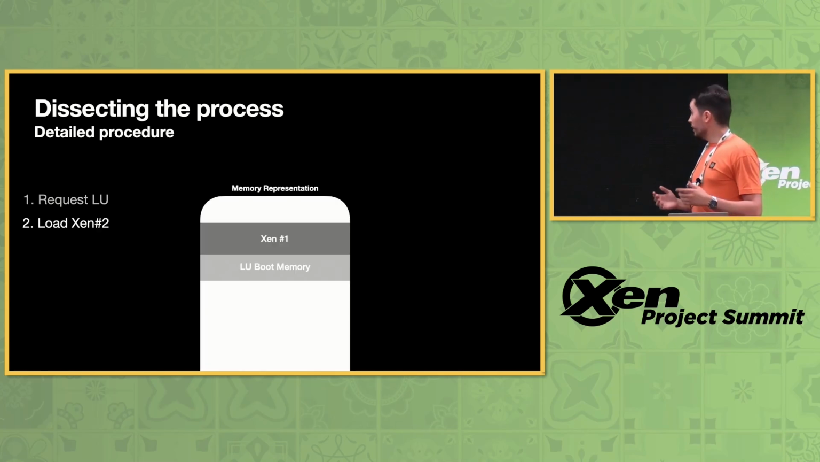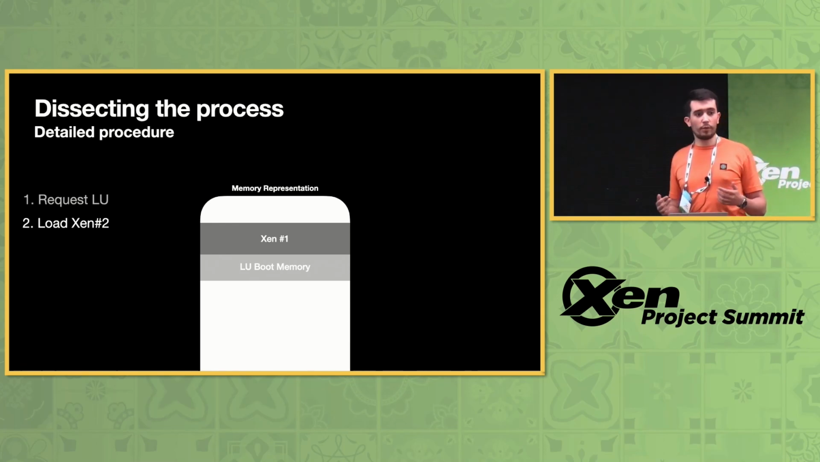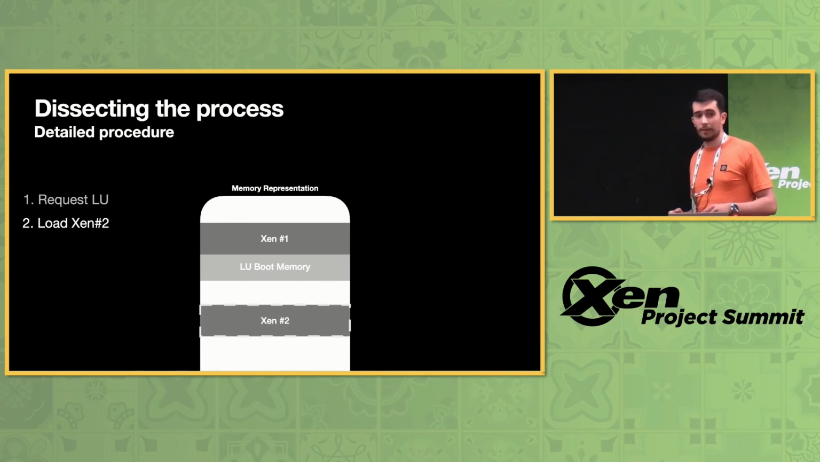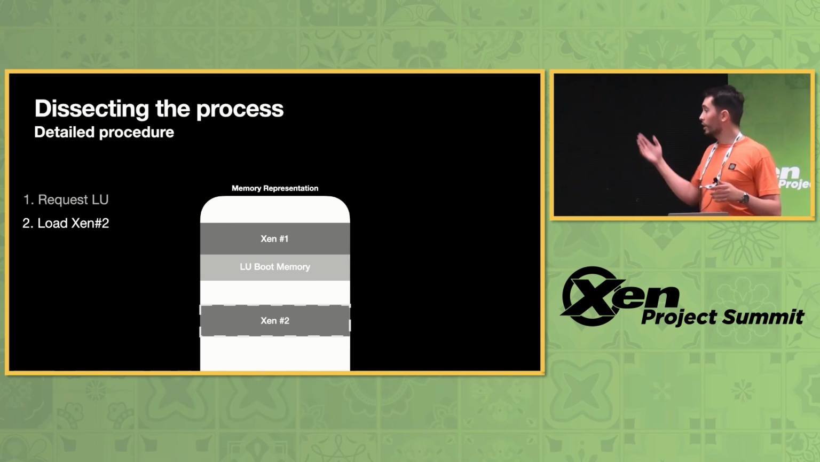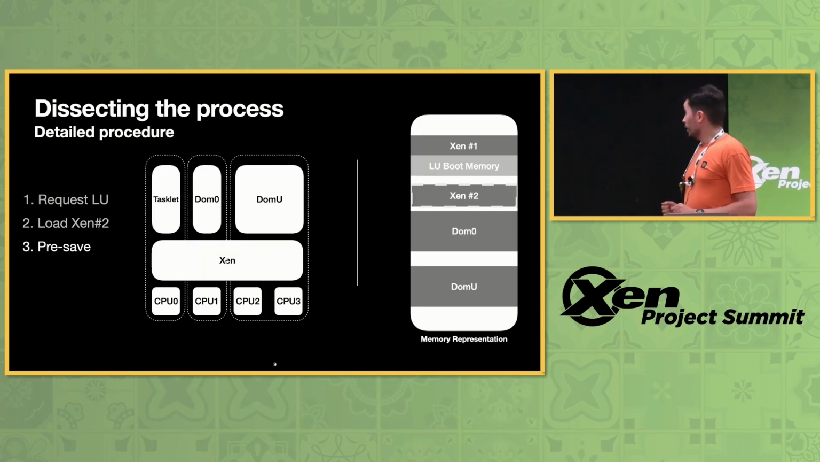And so the first thing we need to do is to load Xen 2. And as we would do with anything we have to load in memory, we just look for enough space free somewhere, allocate that, and once we found that space and it is allocated, we can just load the binary there. But we're not here yet. I mean, we can't just jump onto Xen 2. We have to preserve some state, as we would do with live migration.